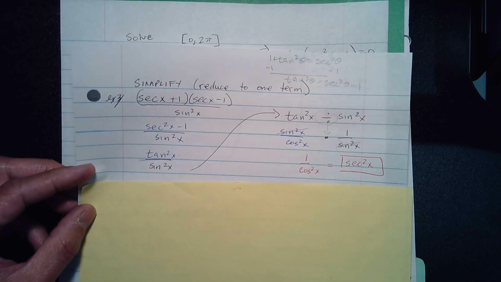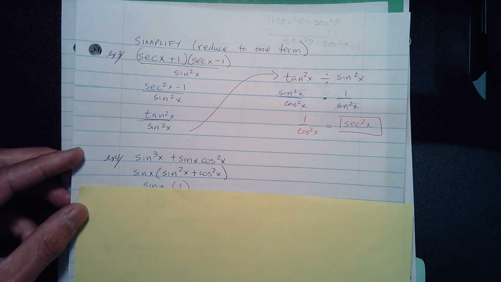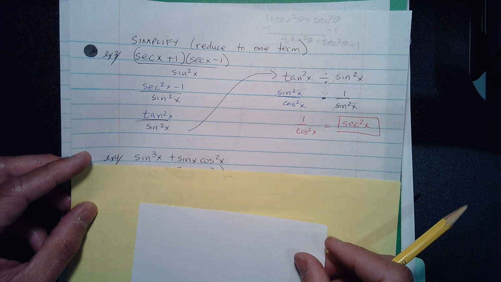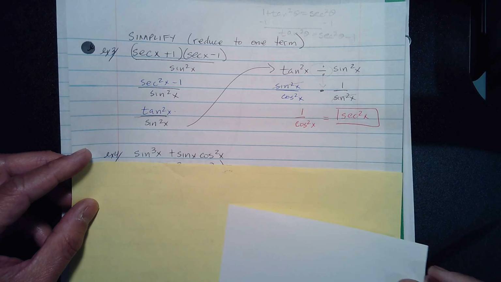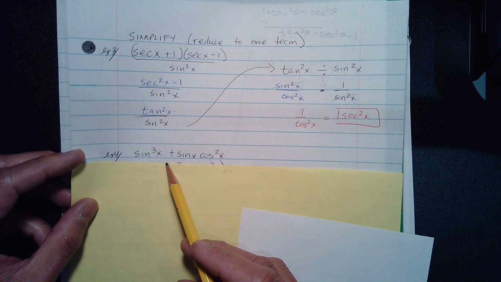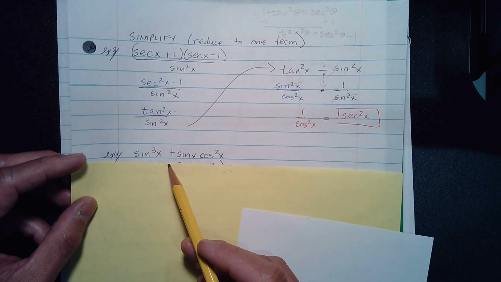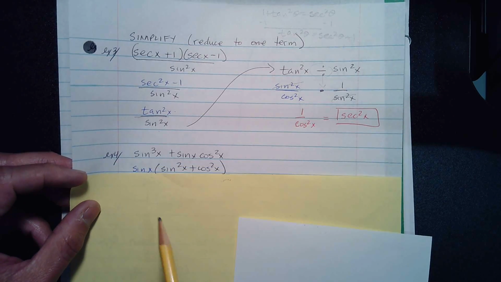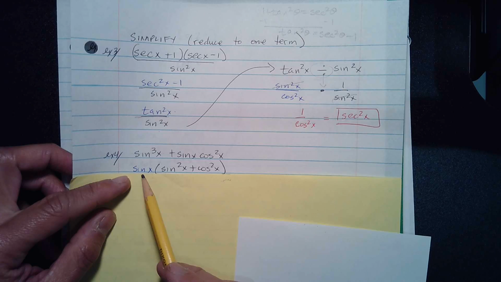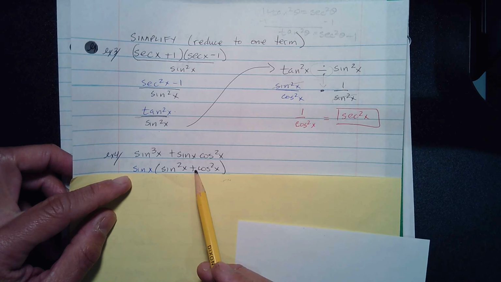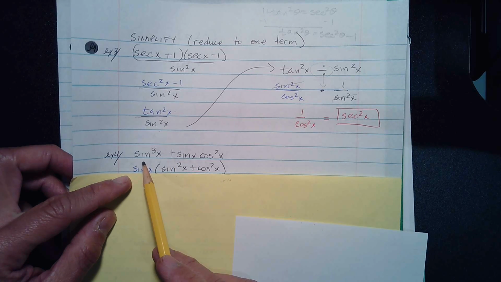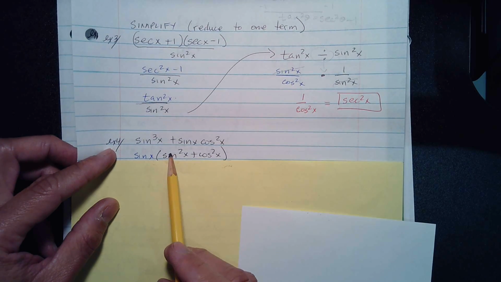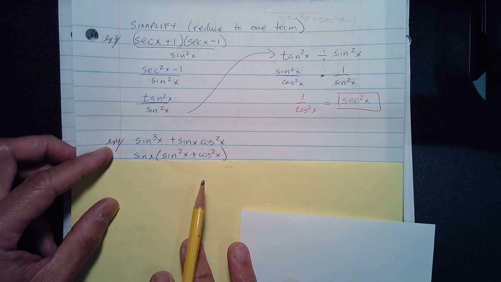Okay. Example 4, simplify again. We have sine cubed x plus sine x cosine squared x. So what we're going to do is factor a GCF. So we have sine x in both. So we have sine x times the quantity sine squared x plus cosine squared x. It is equivalent to the previous line. So when you distribute sine x to this term and this term, we get the previous line.